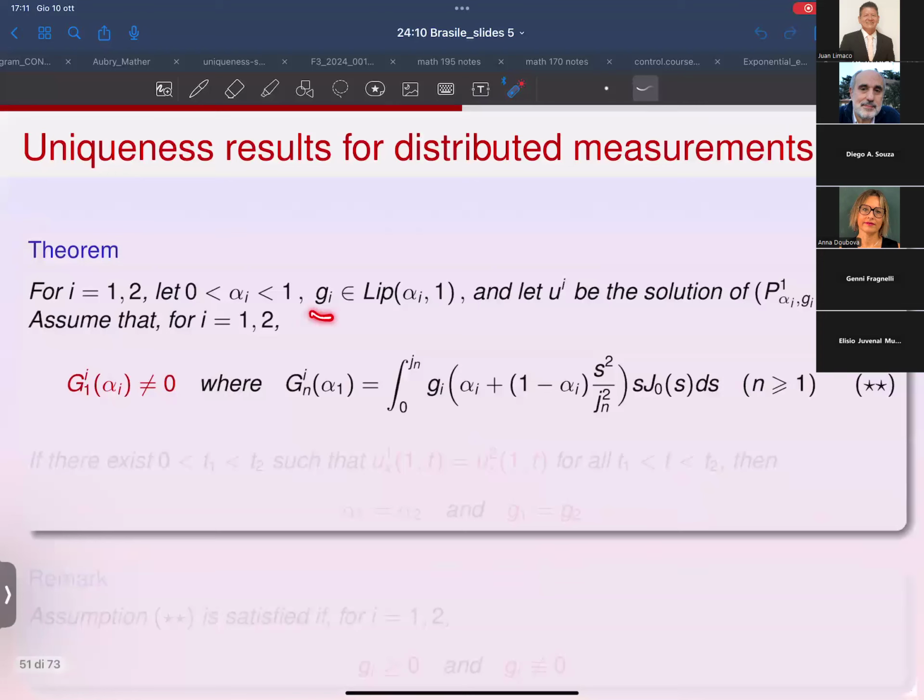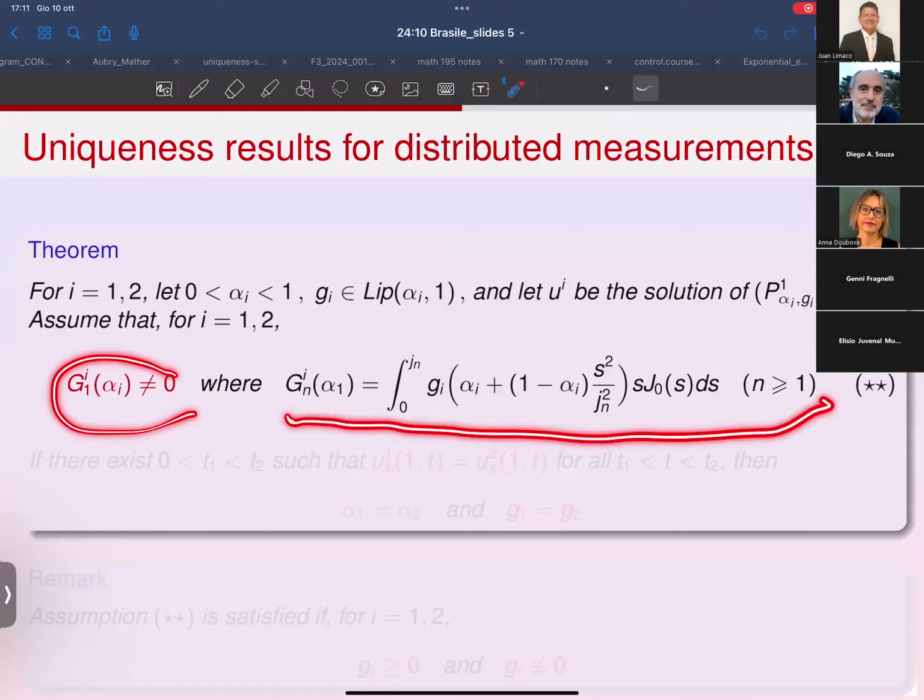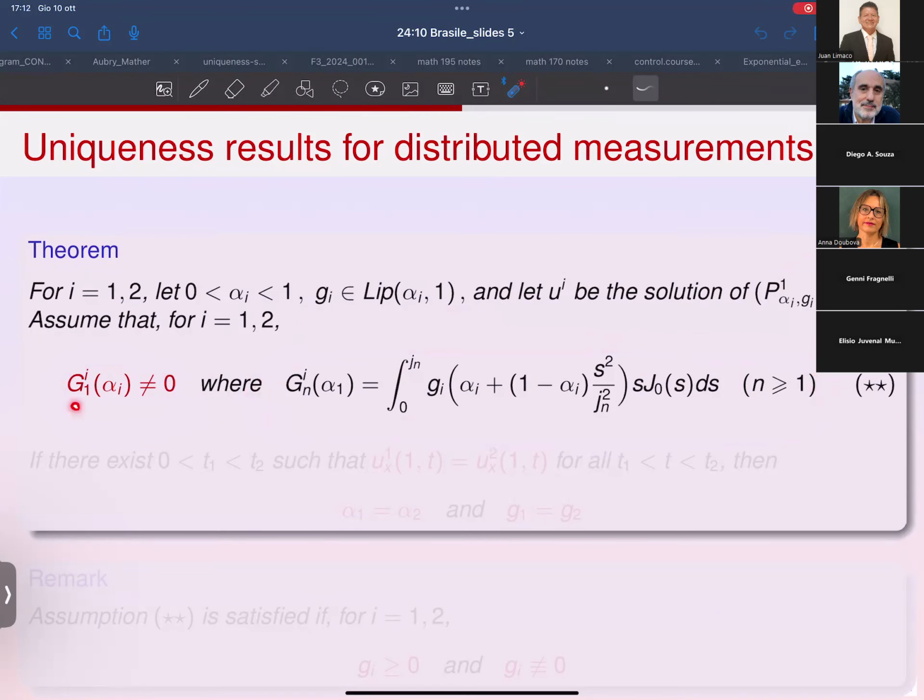Suppose you have two Lipschitz initial data, J1 and J2, two degeneracy points, alpha 1 and alpha 2, and the solutions of the corresponding initial value problems. Then I'm going to assume again that, taking the Fourier coefficients of the initial data J1 and J2, the first Fourier coefficient for I equal 1 and I equal 2 is different from 0 at alpha I. So these values are different from 0.